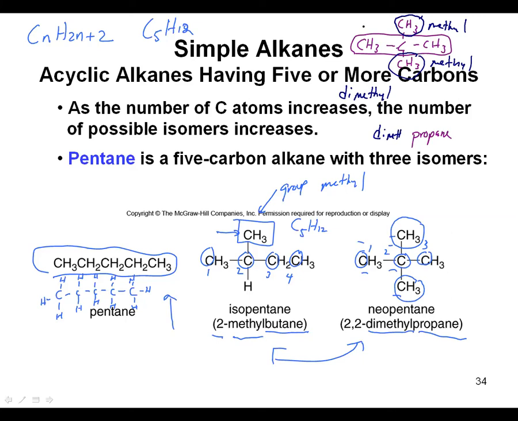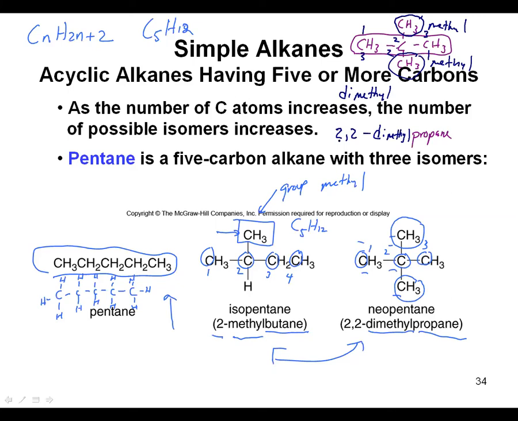And if we number this left to right, it's 1, 2, and 3. Or if we go right to left, it's 1, 2, and 3. In this particular case, and it does happen, it really doesn't matter which way you go. If you went left to right, those groups would be at carbon number 2. If you went right to left, they would be at carbon number 2. 2 is the smallest number. What is important in this case is you do have to give the number for each of the methyl groups, even if they are the same number. So that's why we have 2,2-dimethylpropane.